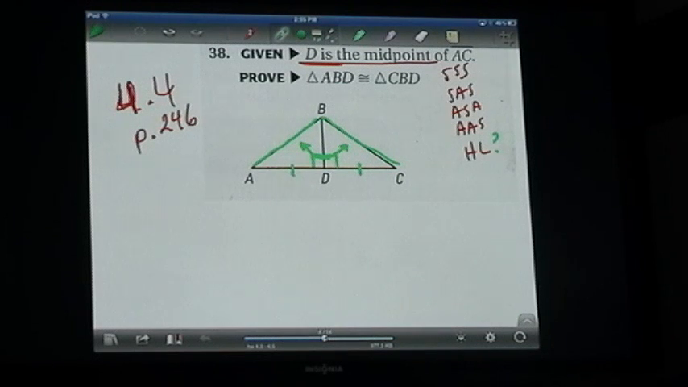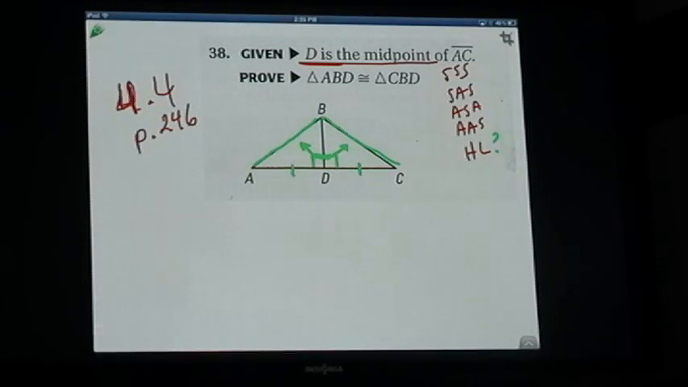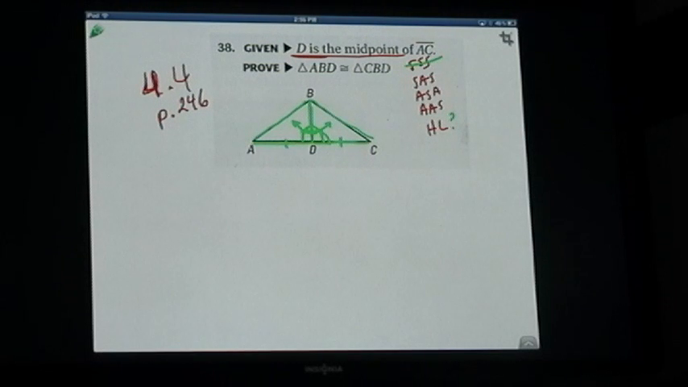What about side, side, side? Well, if we can't prove that AB is congruent to BC, we can't do side, side, side either. How about side, angle, side? Well, we have a side here, and then we have an angle, these two angles here, and then we have the side BD, which is congruent to itself. We know that that's congruent to itself. So we can prove it that way.